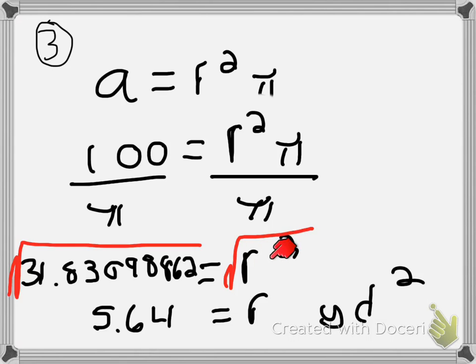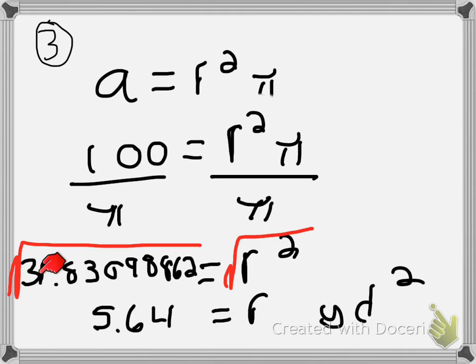So the opposite of squaring something is to square root it, with this sign right here. You have a square root key on your calculator. So if I square root r squared, what I'm really asking is, what times itself is r squared? Well, r times r equals r squared, so the square root of r squared is r.